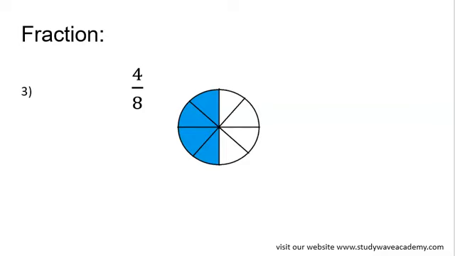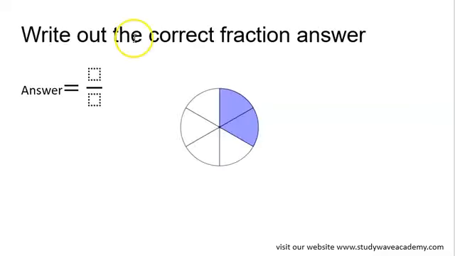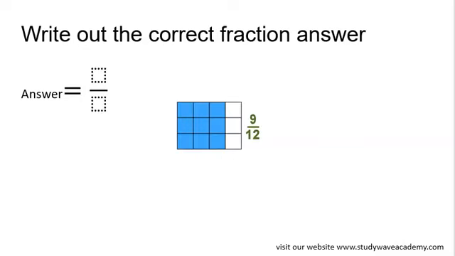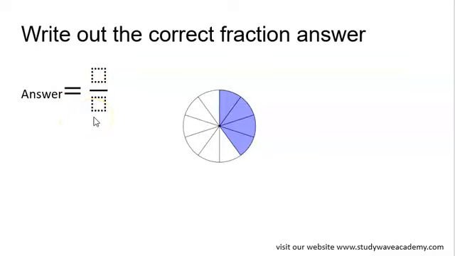Okay, here we have: write out the correct fraction answer. We have a circle here. You have to count out how many parts are divided and what? Correct. Okay, we have another one here. You do the same and write out your answer. Okay, and do the same in the next and write out your answer. You count how many is divided into and how many parts are shaded. Okay, do we understand? Correct.